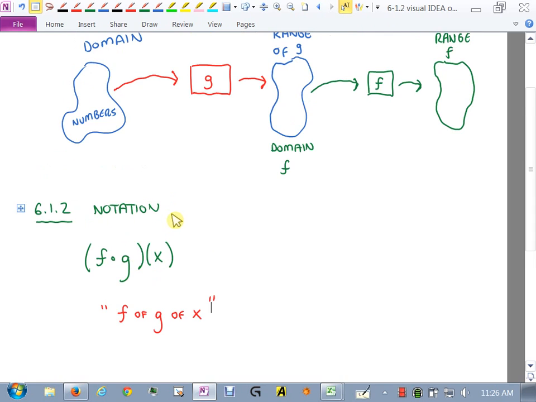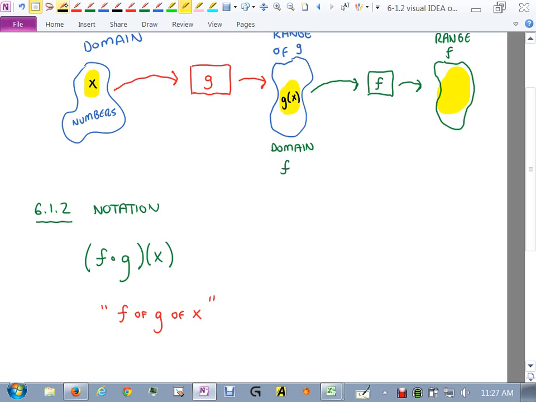So looking at this chain of events, what I want you to see is that I'm going to highlight it. Somewhere in here, in this domain, lives some value that I'm going to plug in, which I'm going to call X. That X gets passed through the G function, comes out somewhere over here, and its value is G of X, isn't it? And then that value gets passed through the F function and comes out here.